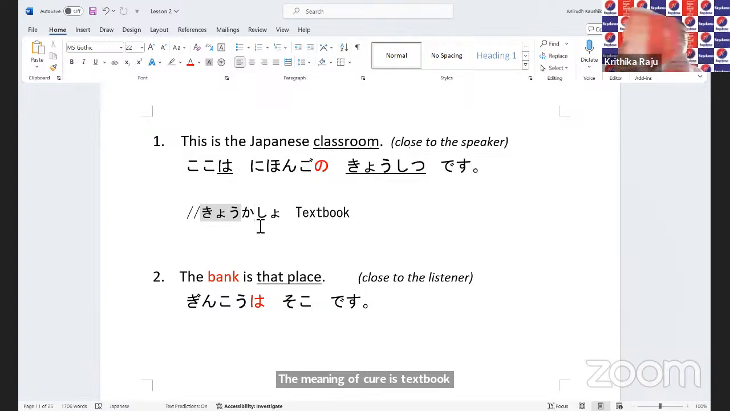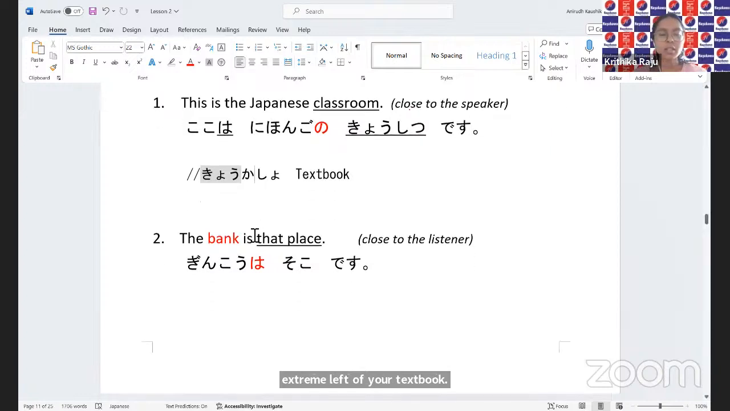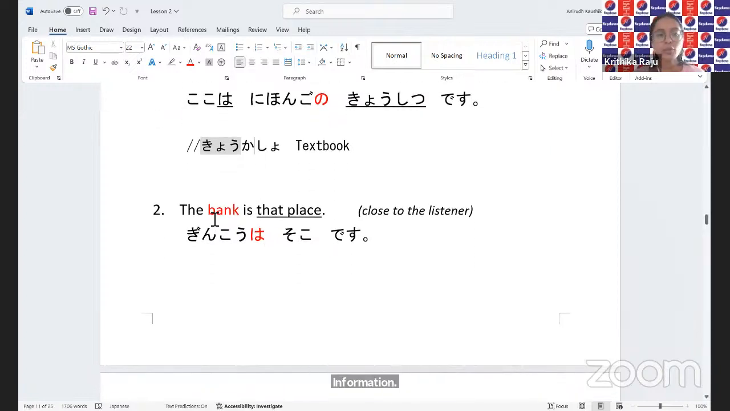In fact, in your textbooks it's written in kanji, so you might not be able to read it now, but it says Japanese textbook. This is the kanji for textbook on the extreme left of your textbook. Anyway, that's just information. Let's look at the next place. The word for bank.